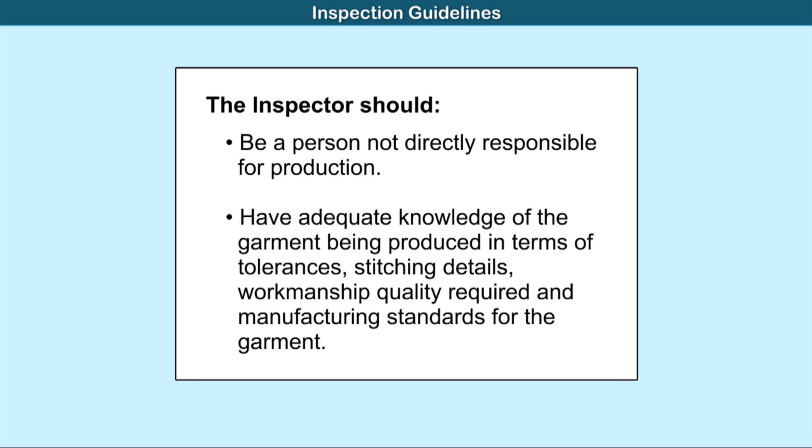In this case, the inspection guidelines are: the inspector should be a person not directly responsible for production. The inspector should have adequate knowledge of the garment being produced in terms of tolerances, stitching details, workmanship quality required, and manufacturing standards for the garment.